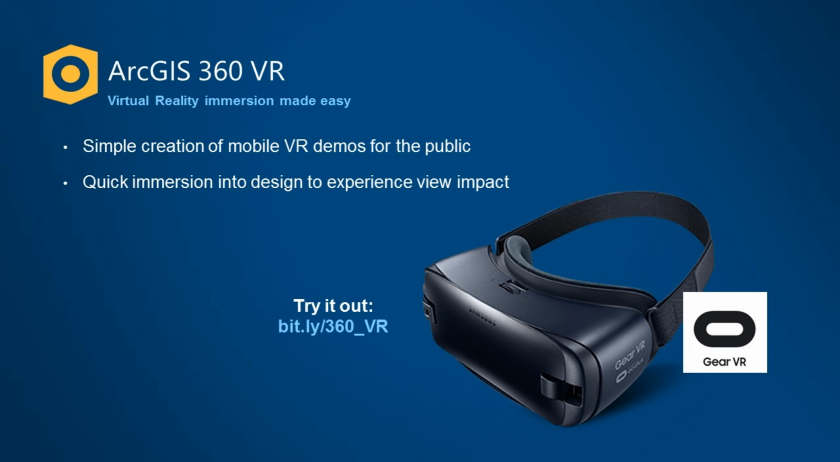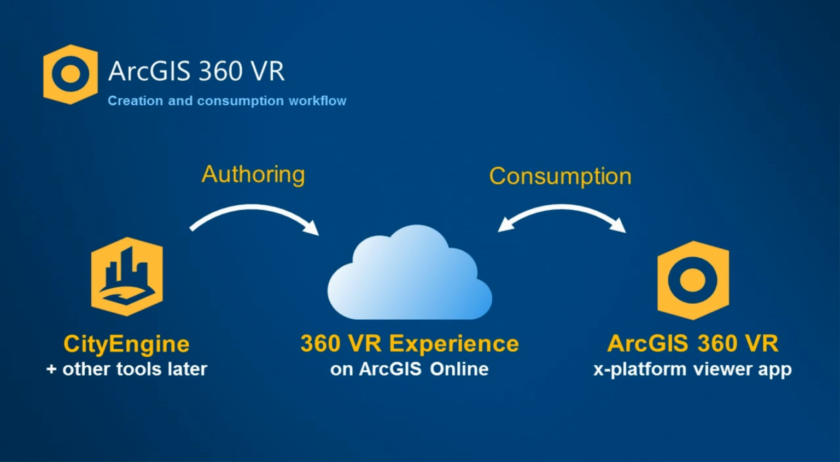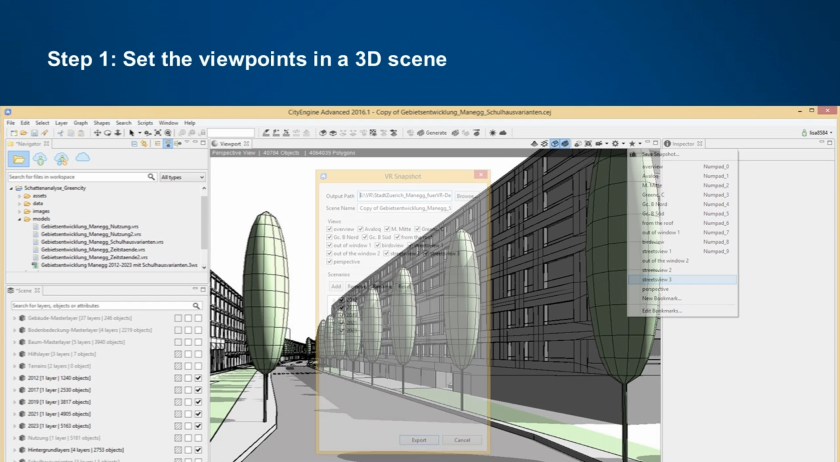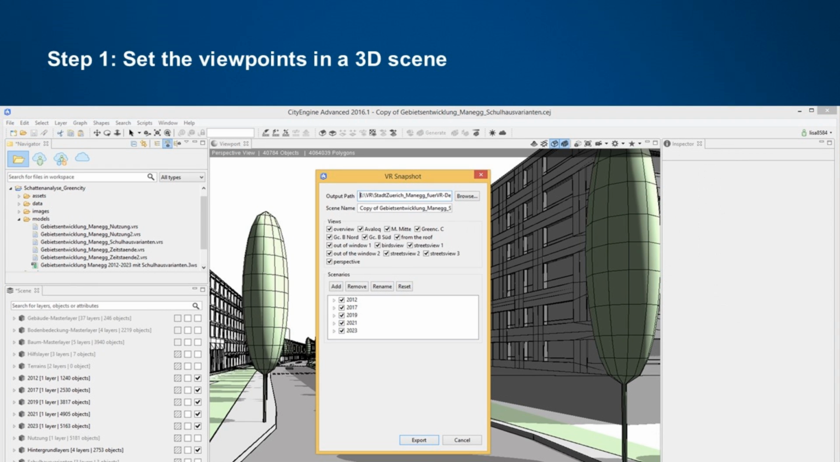right? So ArcGIS 360 VR is an app that you can use with your Samsung Gear, which now I believe comes with a new Samsung phone. We've included the bit.ly here in case you would like to try it out today. So ArcGIS 360 VR does not require complicated 3D data workflow that involves complex game engines. You just need to be able to set bookmark viewpoints in CityEngine or use existing ones that already exist in your projects and export a VR experience.